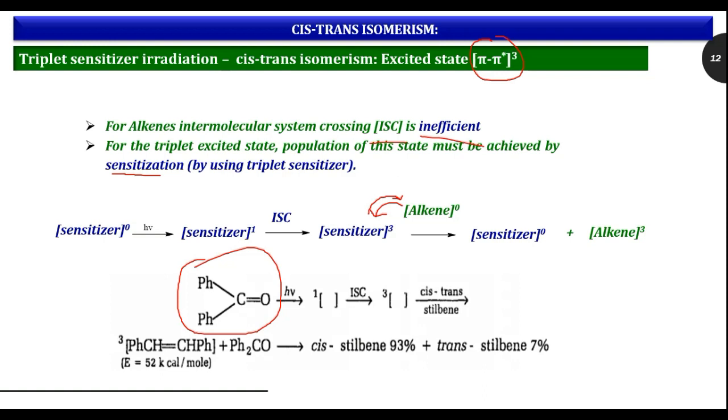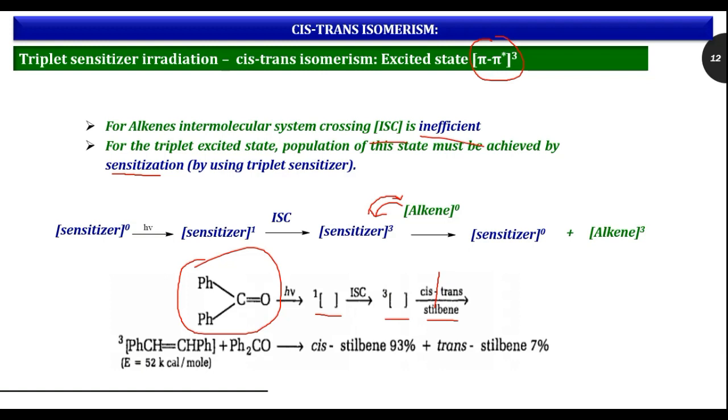On irradiation, it first forms a singlet excited state, and the ISC process converts it into a triplet excited state. Here we used stilbene, which may be cis or trans. You can use cis stilbene or trans stilbene. So after irradiation of benzophenone, it converts into a singlet excited state, and then it undergoes ISC to convert into a triplet excited state.